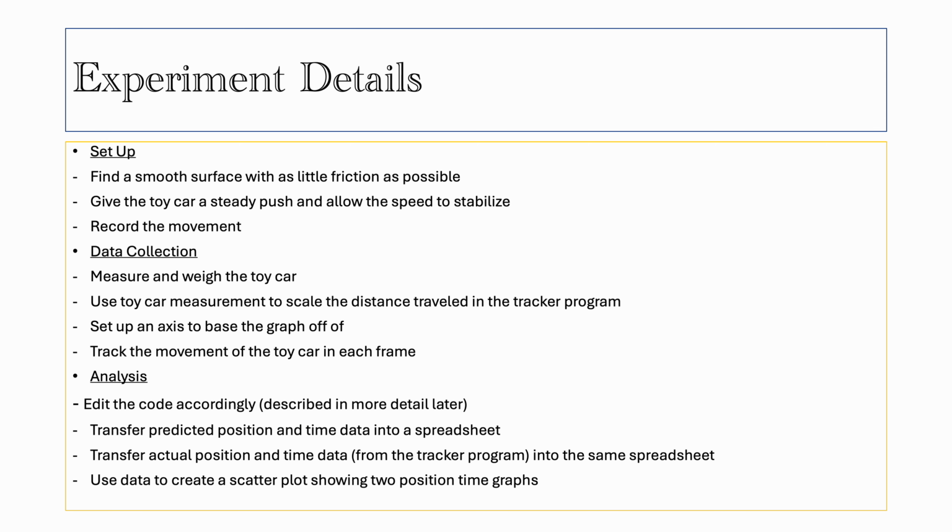So here we see the experiment details where the setup is to find a smooth surface with as little friction as possible. This is what I did. And to give the toy car a steady push and allow the speed to stabilize and record a movement. Data collection was done by measuring and weighing the toy car, using these measurements to scale the distance traveled in the tracker program, setting up an axis to base the graph off of, and tracking the movement of the toy car in each frame. And analysis is editing the code accordingly, transferring predicted position and actual position and time data into a spreadsheet, and using data to create a scatter plot showing two position time graphs.